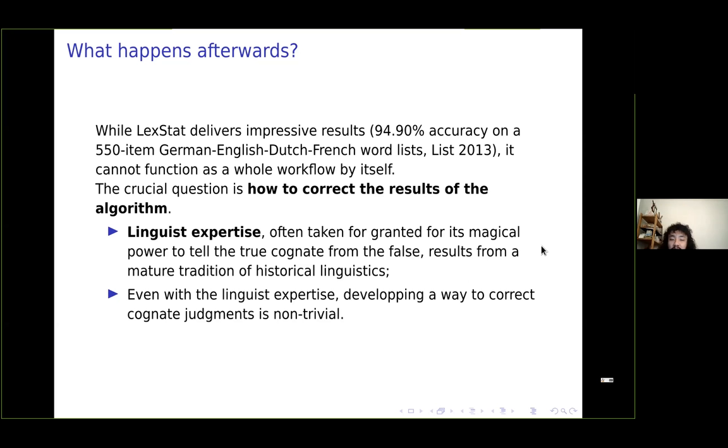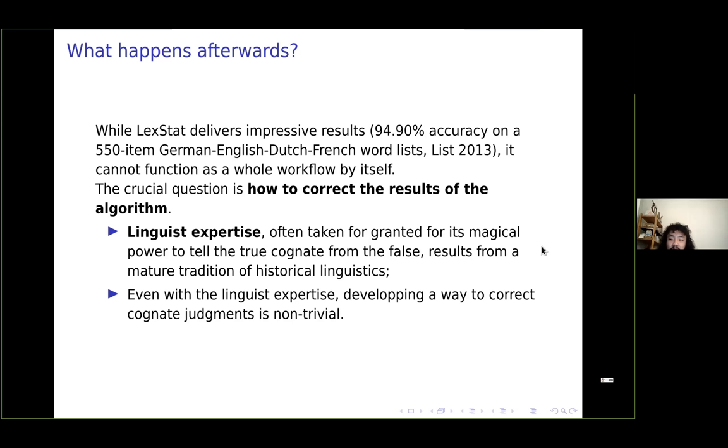The algorithms, especially the new ones like LexStat, are great. So if you use it on some kind of German, English, Dutch, French data, it gives 94-95% accuracy, but it cannot function as a whole workflow by itself. So the question is, what happens afterwards? If you get a bunch of cogsets, how are you supposed to correct them?